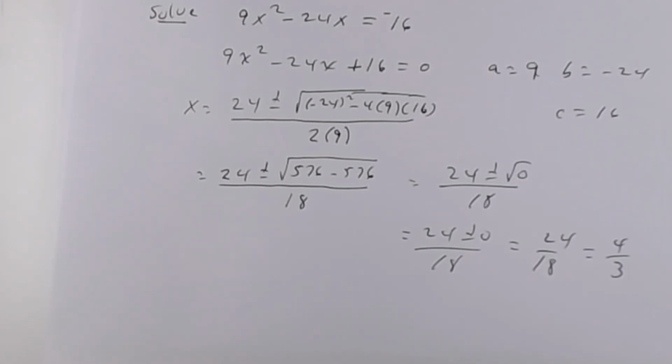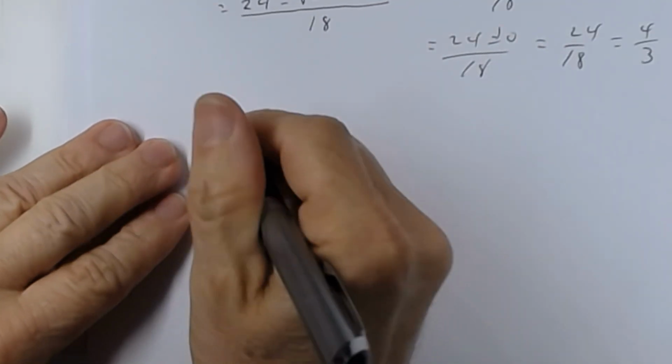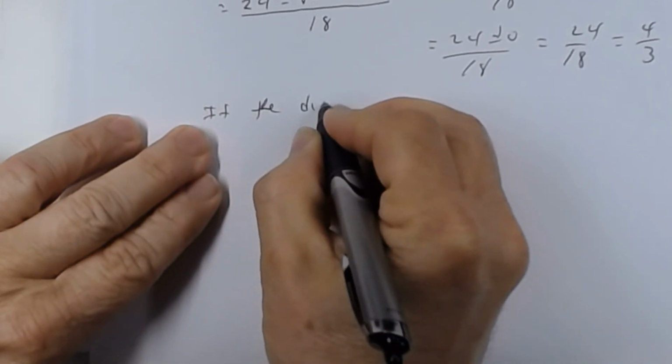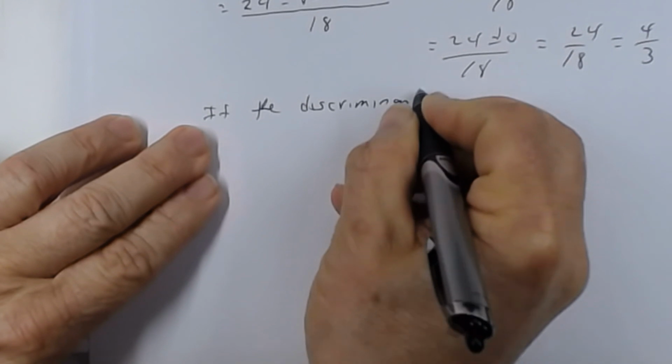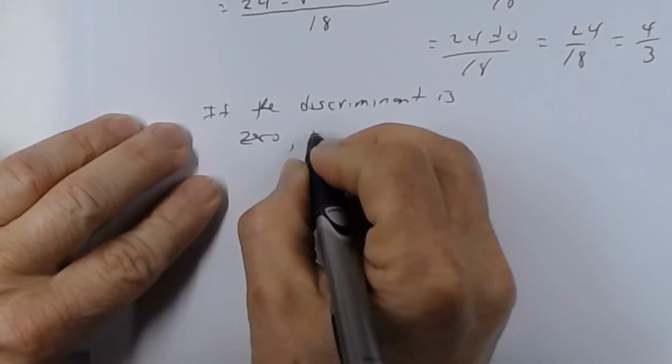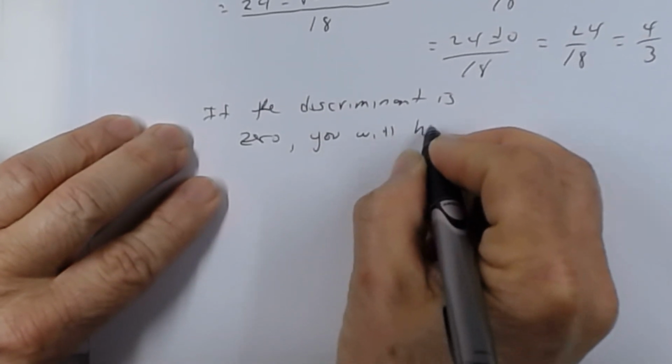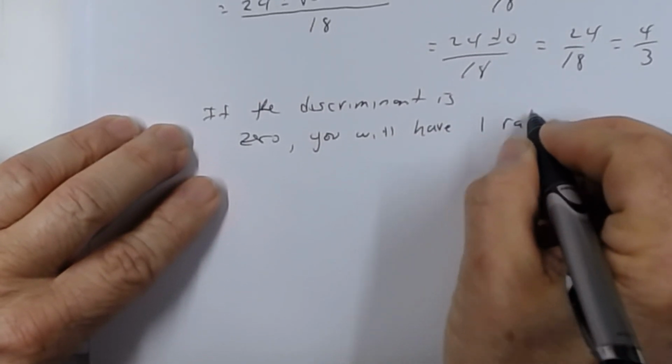So now we know this. If your discriminant is positive, it's either going to be 2 rational or 2 what? Irrational. It will be 2 rational if the discriminant is a perfect square. It will be 2 irrational if the discriminant is not a perfect square. You're going to end up with 1 rational if your discriminant is what? 0. So if the discriminant is 0, you will have 1 rational solution.